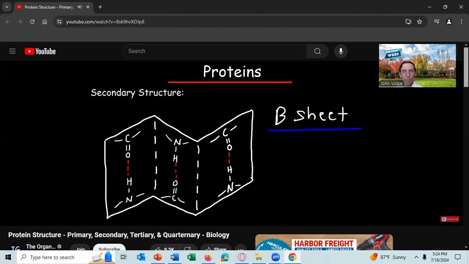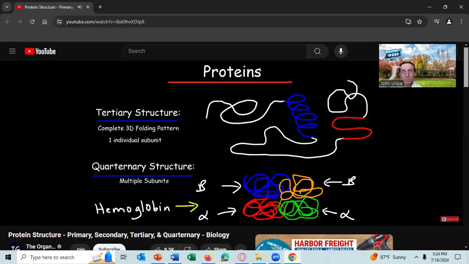Now here is a visual illustration of the beta pleated sheet. Just like the alpha helix, it too is stabilized by hydrogen bonds between the carbonyl group of one amino acid and the NH group of another amino acid. Next up, we have the tertiary structure, which represents the 3-dimensional complete folding pattern of the protein. And so here's a visual illustration of it. So we can see some areas, it's just a straight chain. Here we have an alpha helix, and here we have a beta pleated sheet.